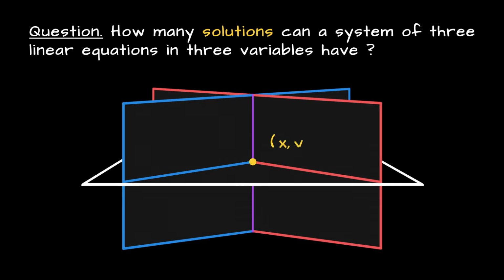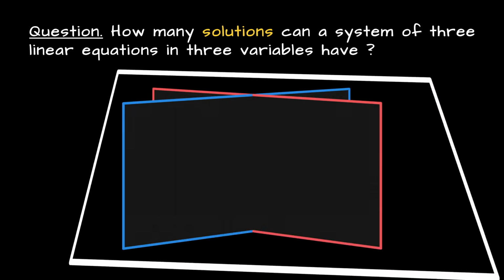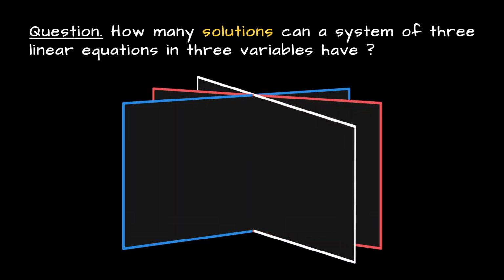x, comma, y, comma, z in three-dimensional space. And so the three linear equations that correspond to these three planes would actually represent a system that has a single solution. But here's another possibility. Suppose that the three planes that correspond to our three linear equations are oriented as shown.